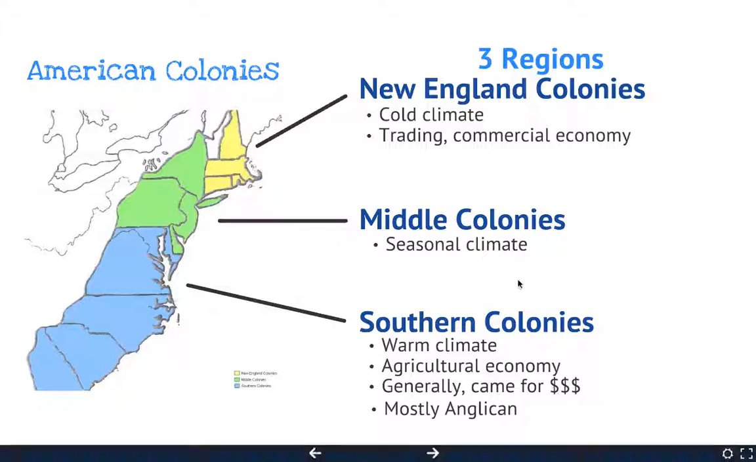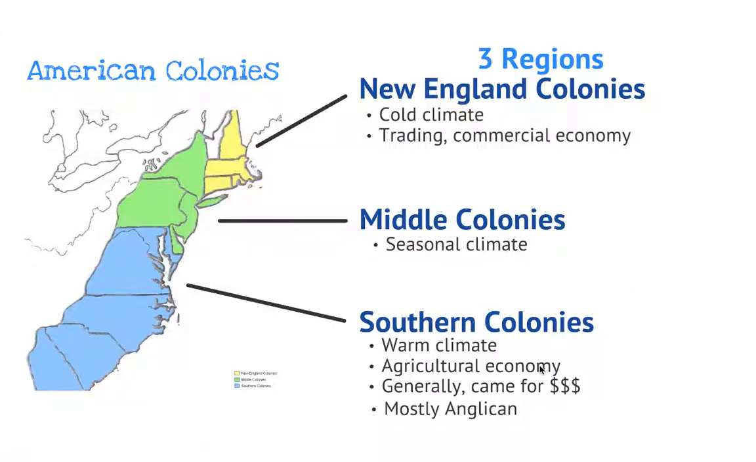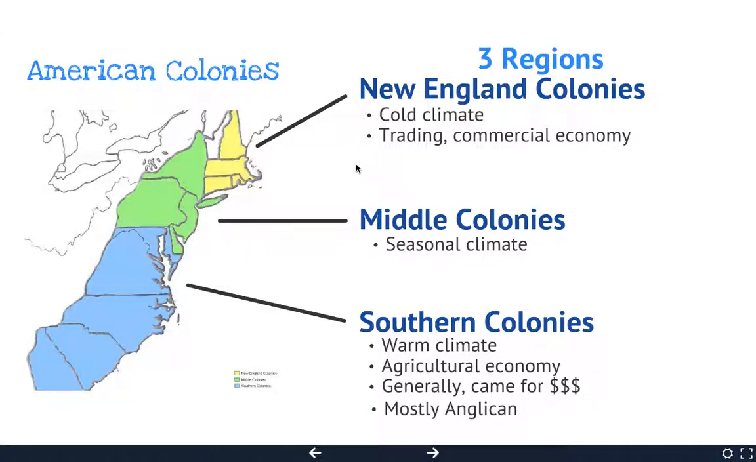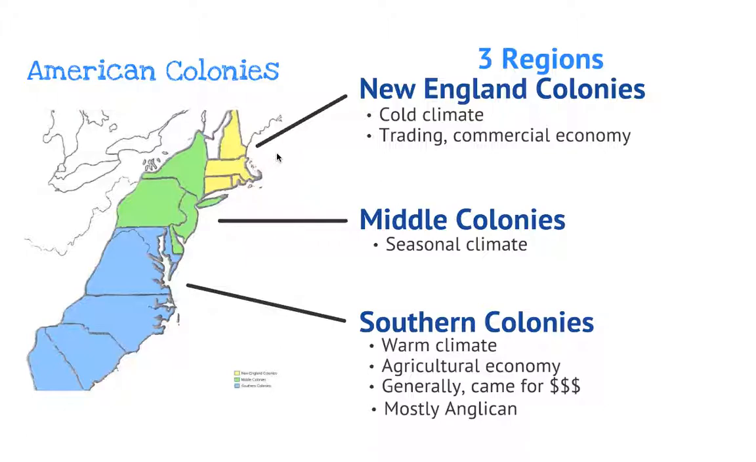Up north, they cannot grow crops the same way. They do have small gardens, but they're going to be doing a lot of shipping and a lot of whaling. They're going to be doing a lot of blacksmithing, where they make metals, and they're going to be working inside to get things done.